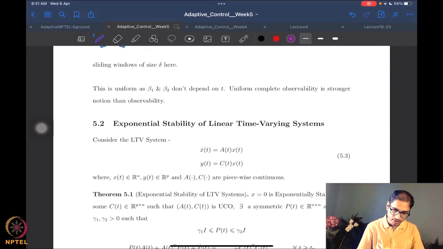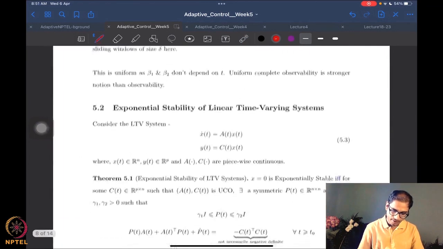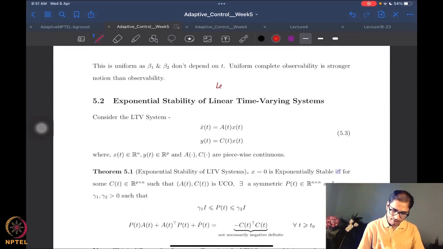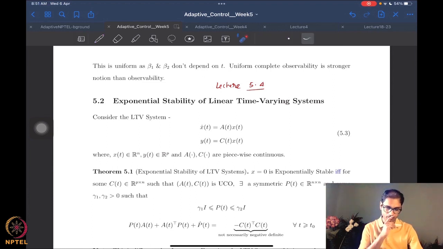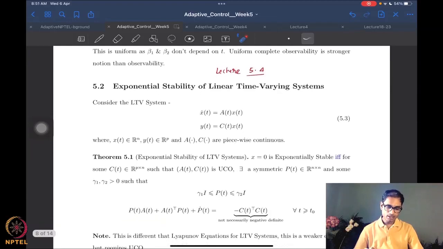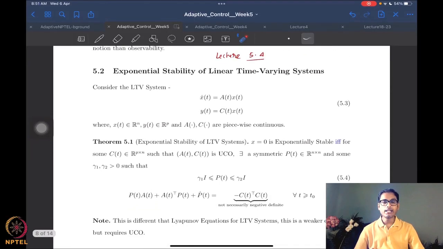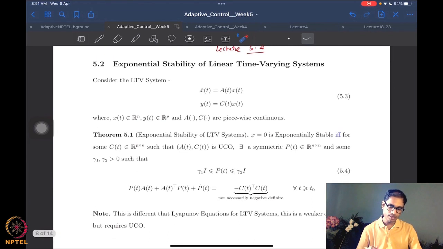So let me mark this as lecture 5.4. All right. So we want to now look at an exponential stability theorem for linear time varying systems, assuming that you have a UCO type of condition on the system.